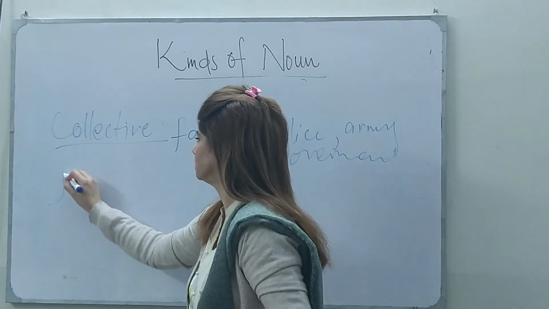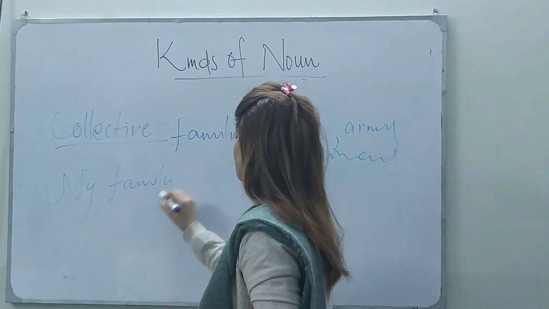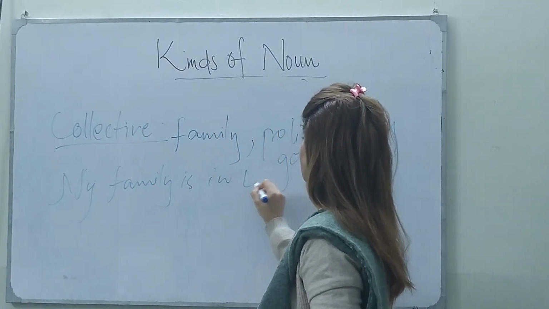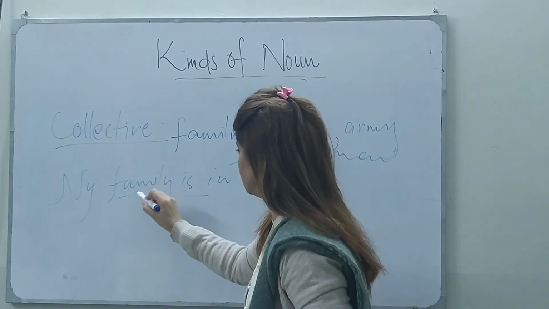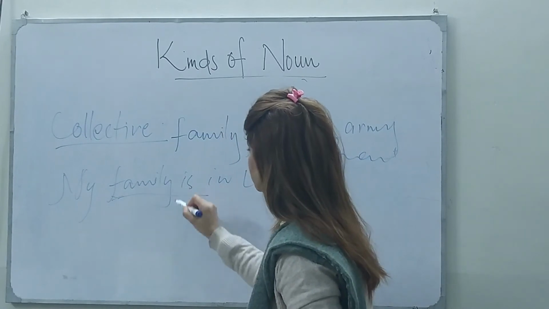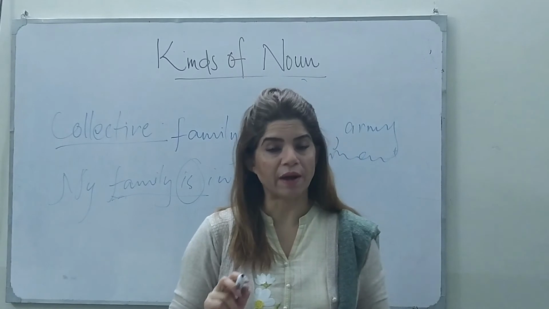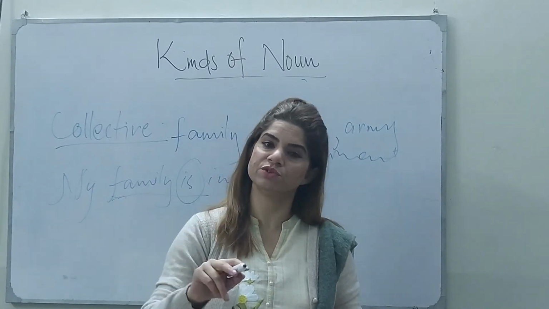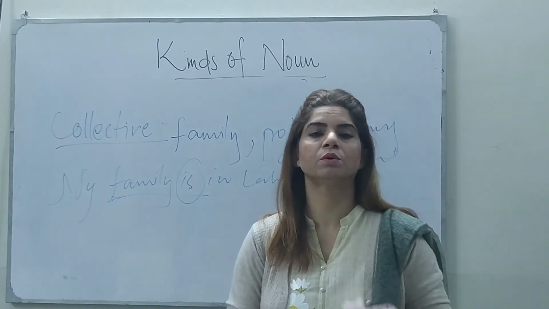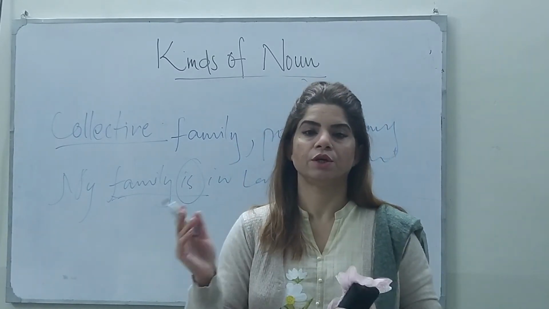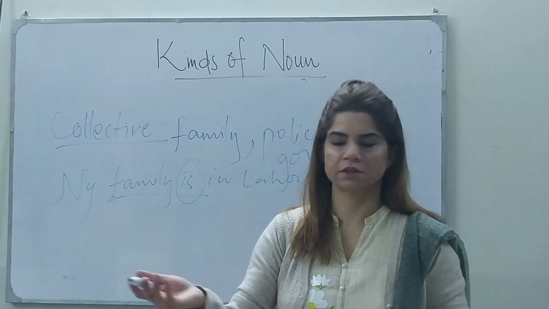Now, let me give you the example. My family is in Lahore. Now look at the subject-verb agreement. This is family. Family here is a noun and it is agreeing with the verb is. Family is. Family is a collective noun, but you can use it as singular. So collective noun serves both purposes. They can be singular in a plural sentence and they can be plural in a singular sentence.